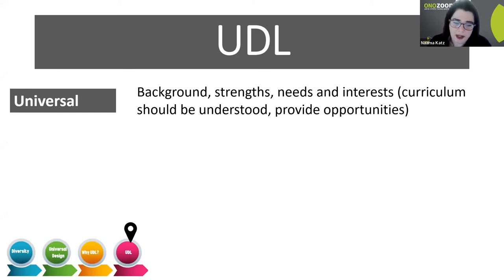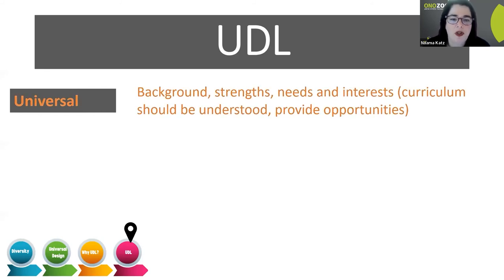So I'm not going to get into anything very complicated, I'm going to show you a clip in a minute, but universal refers to the background, the strengths, the needs, and the interests of the students. In the curriculum and in the way that I'm teaching, I have to take into account who my students are and allow them to bring themselves in the best way. So that's what I'm aiming to do.